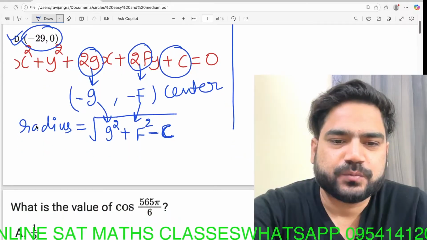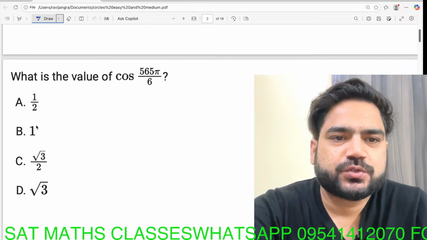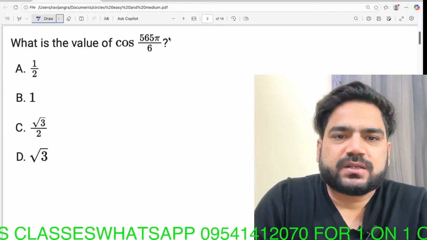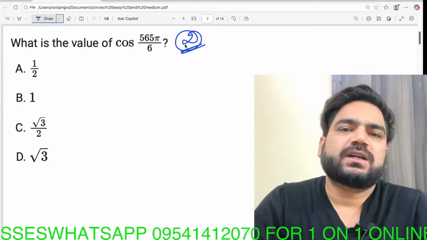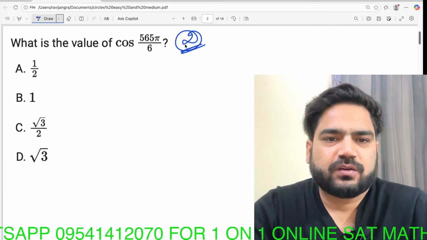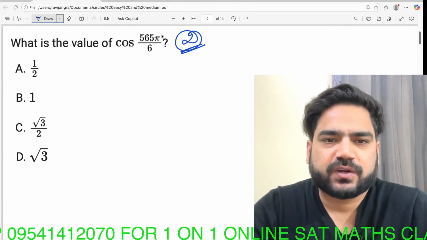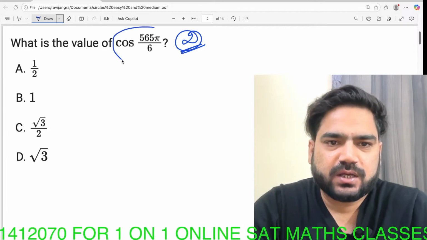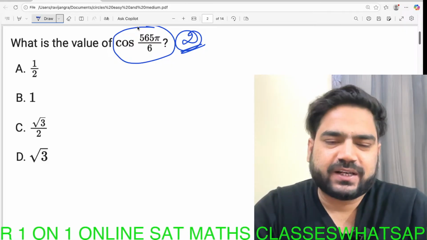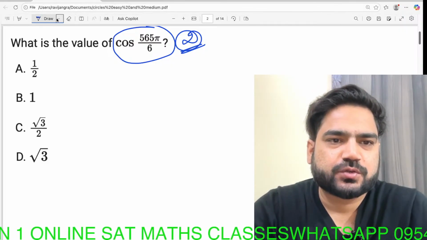Okay, so moving on, next question. Question number 2 we have. So basically this is question number 2, and these type of questions are generally asked in the SAT exam. It is saying, what is the value of cos 565 pi by 6? How to solve this? Basically to solve this we have different methods. I will tell you my personal method and how to solve this question quickly.